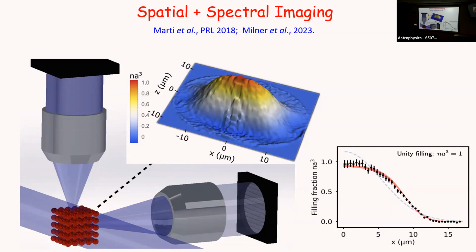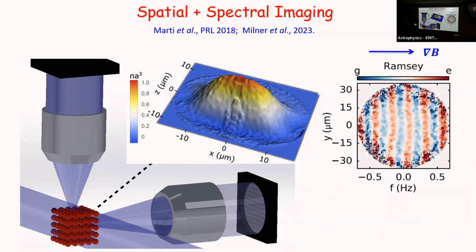Putting this together, you can, for example, apply a magnetic field gradient across the sample. Then of course each atom can interact with the clock laser slightly differently, and you can record this atom-laser coherence in this atomic ensemble. This already tells you that you can use techniques like this to measure the field gradient extremely precisely. You can also use this to measure gravitational potential and the gravitational redshift and so on.